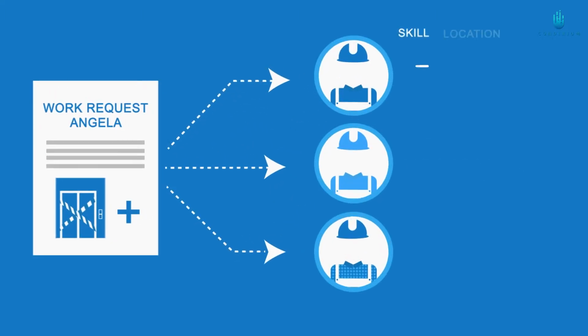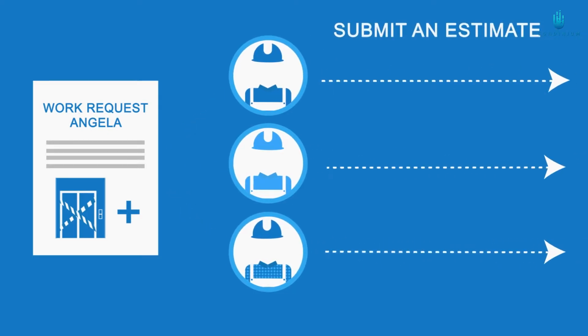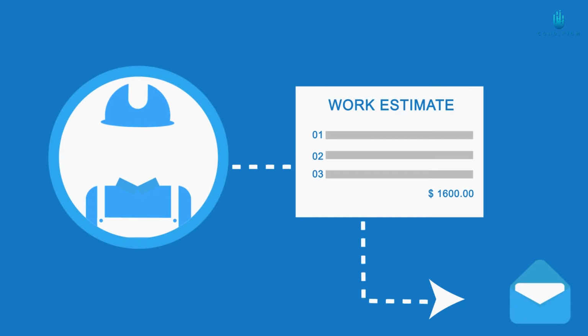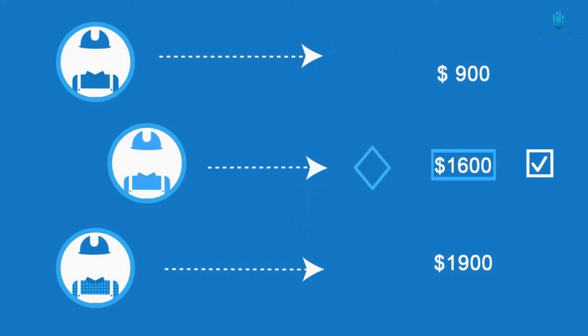Contractors with the relevant skill, location, and availability are sent an alert and asked to submit an estimate through the portal. Gary is an electrician, but he has skills for repairing small elevator issues. He submits his estimate. His estimate is compared to others, and Condinium's algorithm selects Gary for the work.